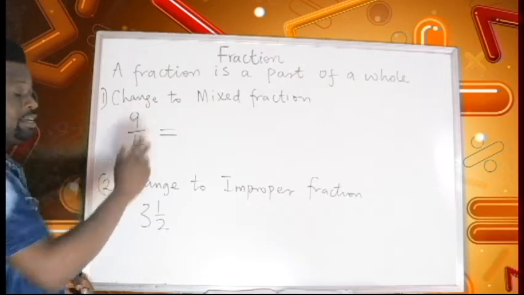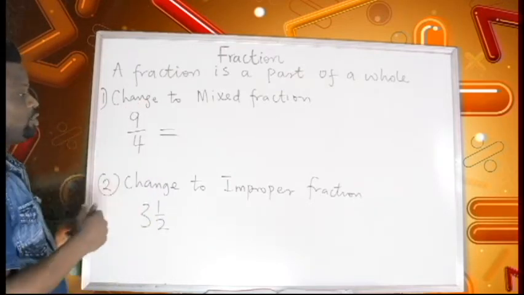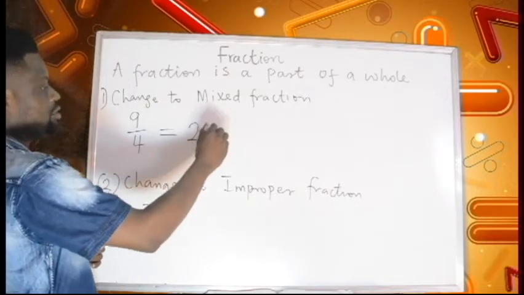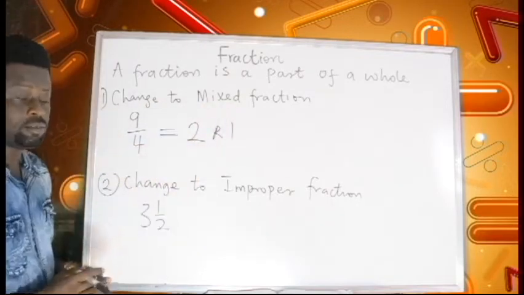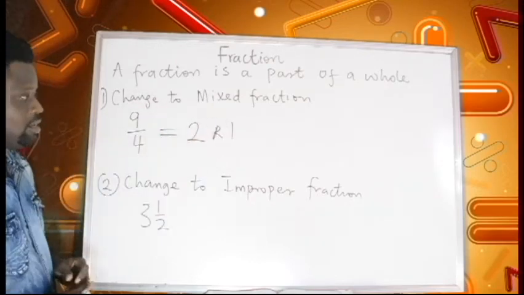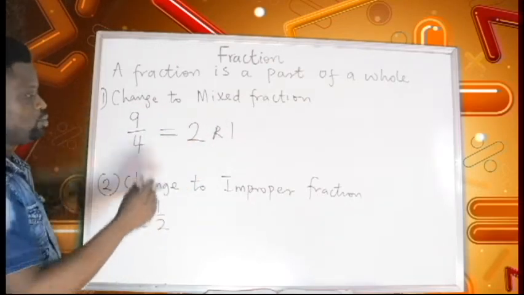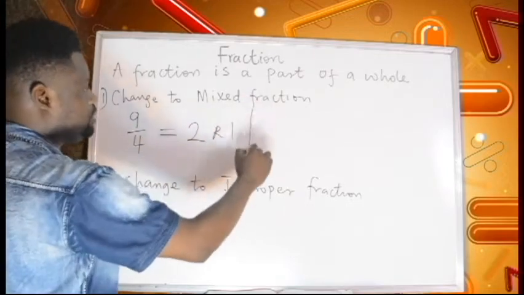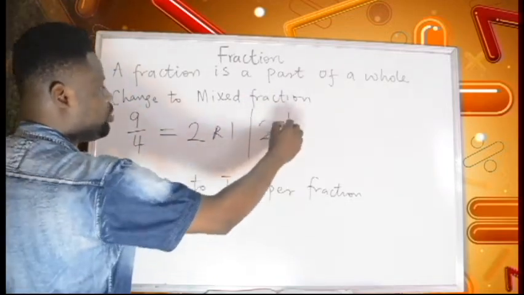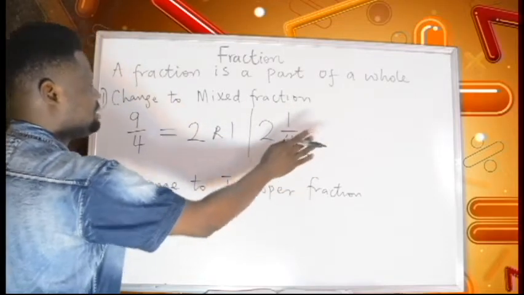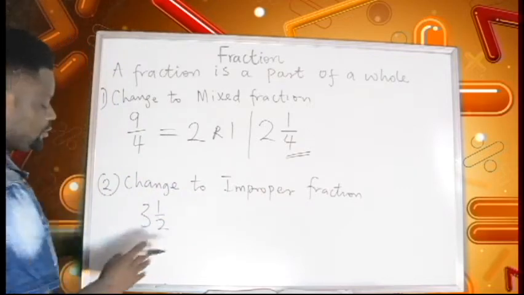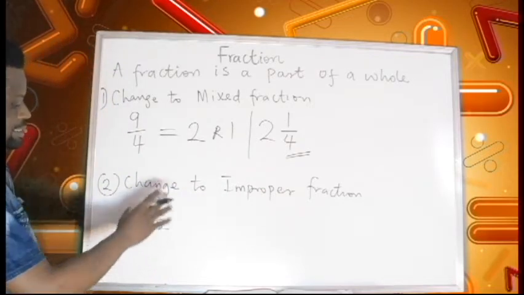4 into 9, it will go twice, 2, remainder 1. So that is how it looks like. 4 into 9, 2, remainder 1. But you can't write it this way. So what it will give you, 4 into 9, 2, remainder 1, that is 2 and 1 divided by 4. Then we change to a mixed fraction. This is a mixed fraction.